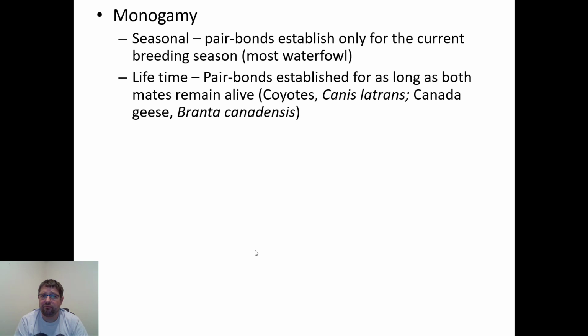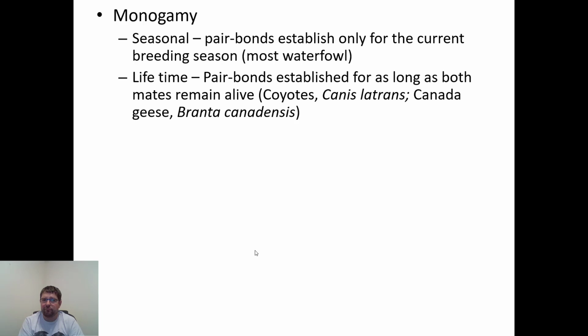So lifetime, we have pair bonds. Some of the interesting ones that most people don't really think about is things like coyotes. Coyotes are pair bonded for life, obviously, as long as their pair is still alive, they'll mate with that individual for life. This is different than other canids. Most other canids will mate with whatever they can, but coyotes seem to be part of that pair bond.